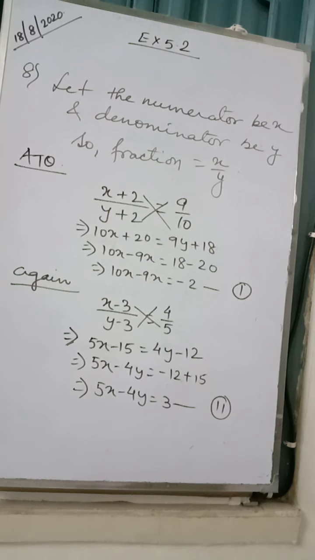Now it says the ratio of two numbers is 2:5. If 4 is added to the first and 32 subtracted from the second, the ratio becomes the reciprocal of the original ratio. Find the numbers. Let the numbers be x and y. So x by y is equal to 2 by 5, and the second equation is x plus 4 by y minus 32 is equal to 5 by 2. You have the expressions, then you have to find the values.